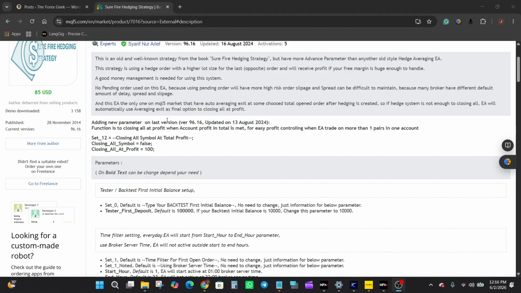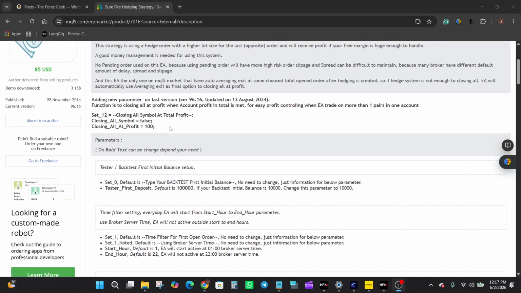Now, another point highlighted is that the system includes both hedging and an optional shift into averaging logic after a certain number of open positions. This means the behavior can change depending on how many trades are active, which affects how exposure is managed during extended market movement. The EA also includes multiple controls for managing overall exposure, including total open order limits, hedge distance settings, and profit targets that can close all trades once a defined balance or percentage goal is reached.